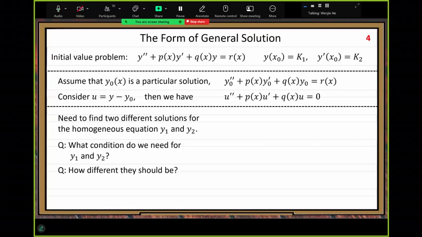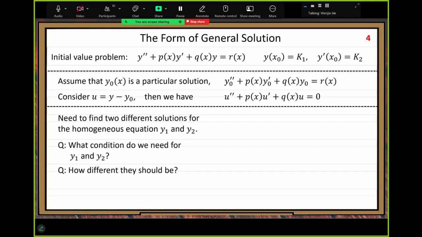If y1, y2 are the same, then it does not make sense, right? Because one function you repeat twice, it does not help. So you want y1, y2 different. At least y1 must be different, right? But when you say y1, y2 different, the second question is how different they should be.